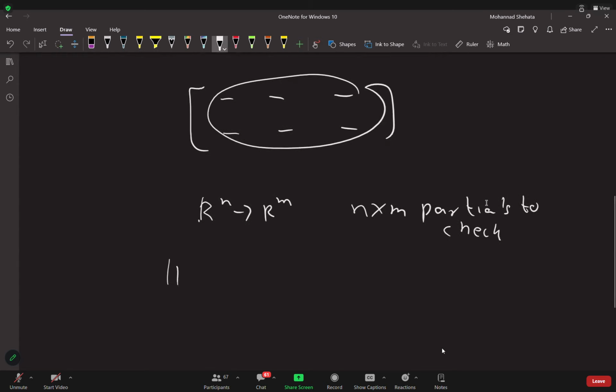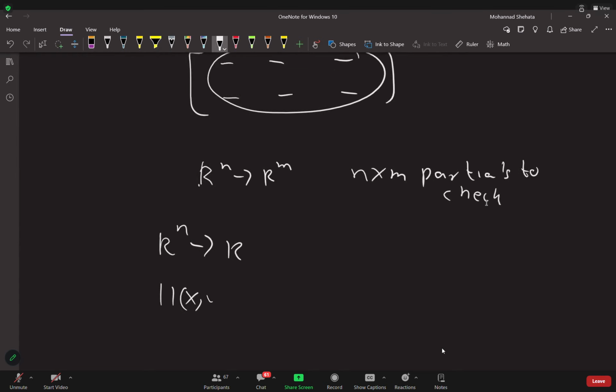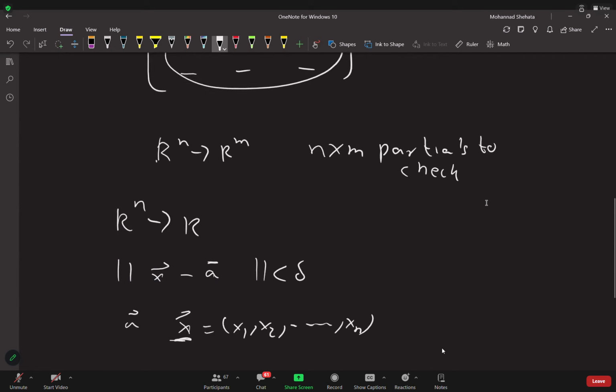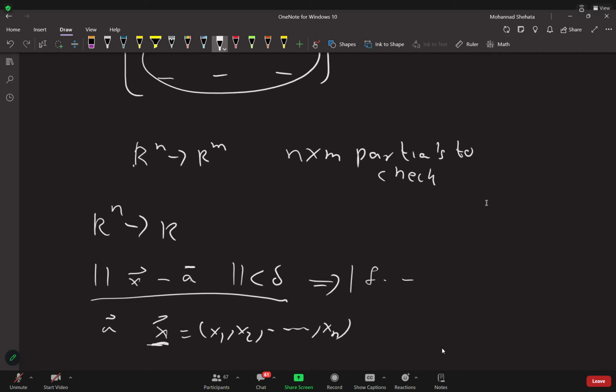Well, if it's Rn to R, it's the same definition. You have the norm of the difference between x and a. This time I'll have it be a vector, x minus a, where a is the point you're trying to approach, and x is your vector of, say, x1, x2, and so on up to xn. This should be less than delta. This should imply that the function minus the limit is less than epsilon, just like usual.